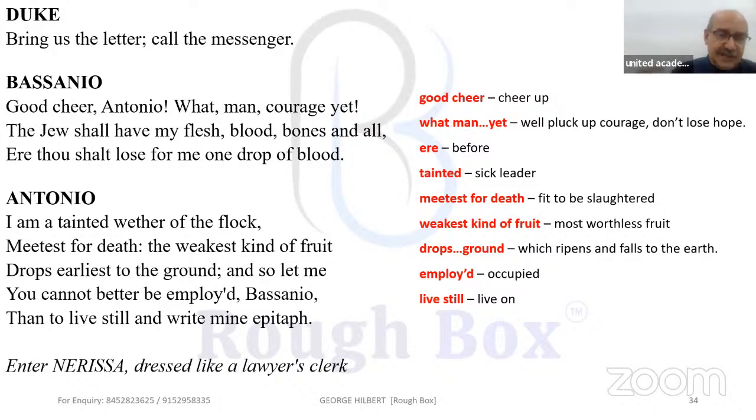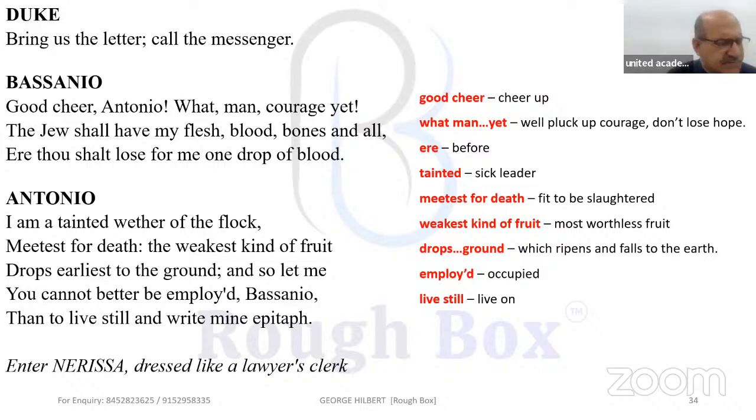So bring me the letters, bring the messenger in, and Nerissa enters dressed as a lawyer's clerk. Why do you think she's disguised? Can anyone tell me? Can anyone tell me why she's disguised as a man? Is there anybody there? Hello? So that her identity was not revealed to her husband.